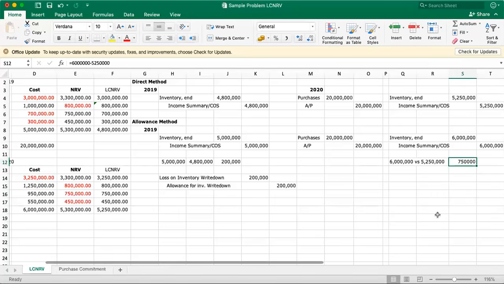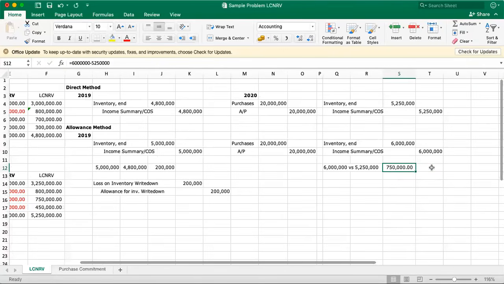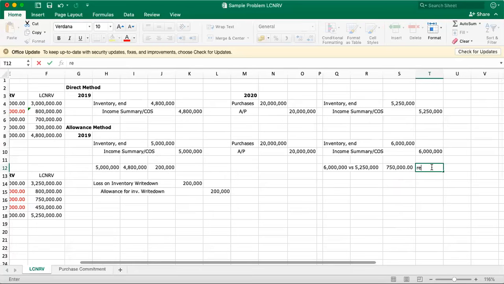So you have 750,000 nga loss on inventory write-down. Kanang 750,000 mao nang gitawag nga required allowance. This is the required allowance, or the ending balance of the allowance for inventory write-down account. So required allowance, or ending balance.